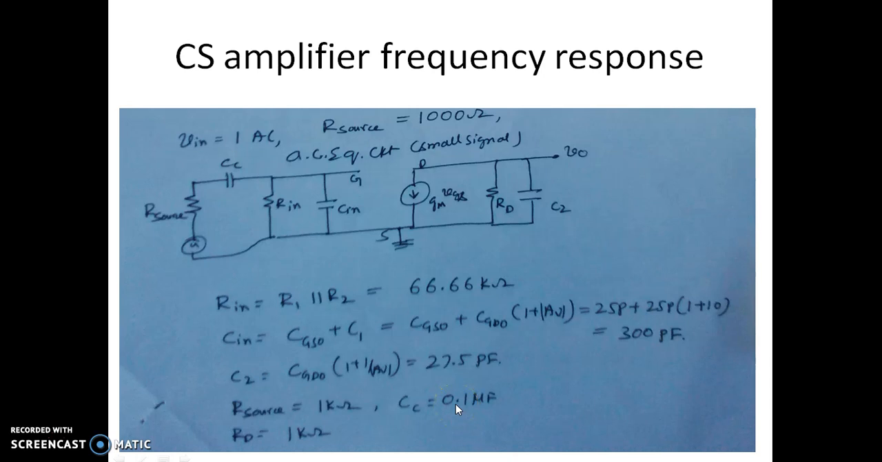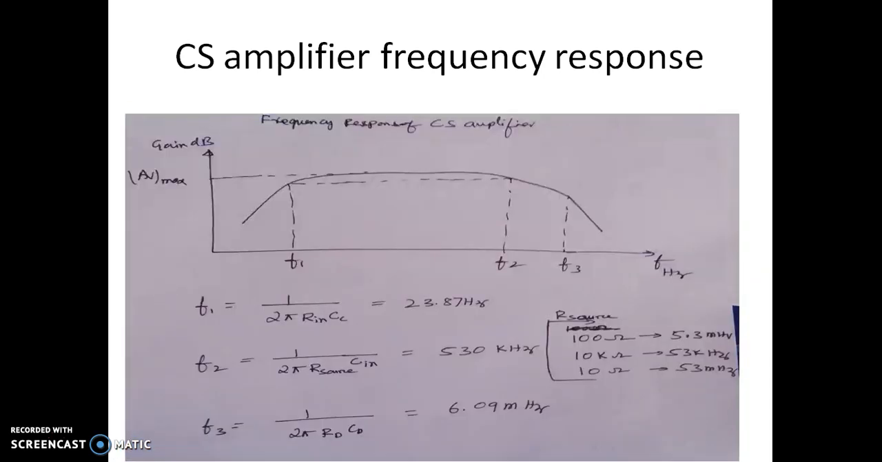So having all these values, we can actually find out the frequency response of the CS amplifier. This is how it looks. This is the gain in terms of dB plotted as a function of frequency. Now we have the expression for frequency f1 given by 1 over 2 pi Rin into Cc. For the values that we have seen in the previous slide, the value of f1 comes out to be 23.87 hertz.